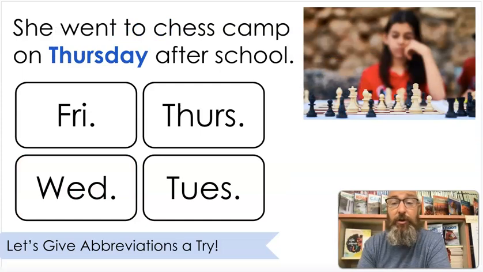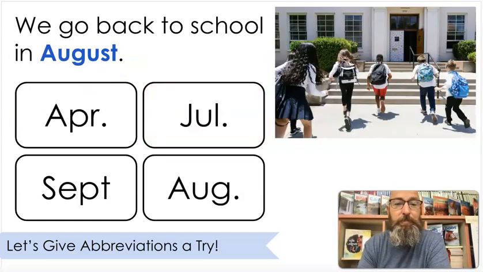She went to chess camp on Thursday after school. Which abbreviation would be for Thursday? Capital T-H-U-R-S. That's correct. For a lot of the day abbreviations, we just drop the day and we leave the first part. We go back to school in August. Which abbreviation would be for August? Capital A-U-G, period.